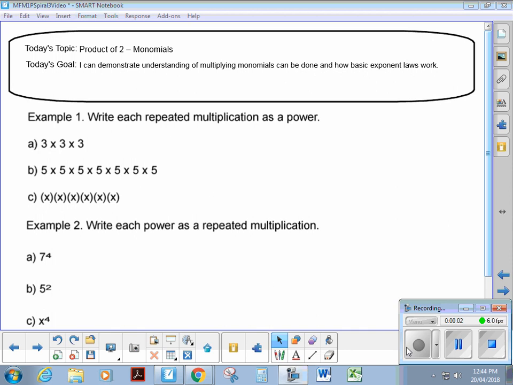Alright, welcome to lesson 2 in the third spiral. Today we're looking at the product of two monomials.